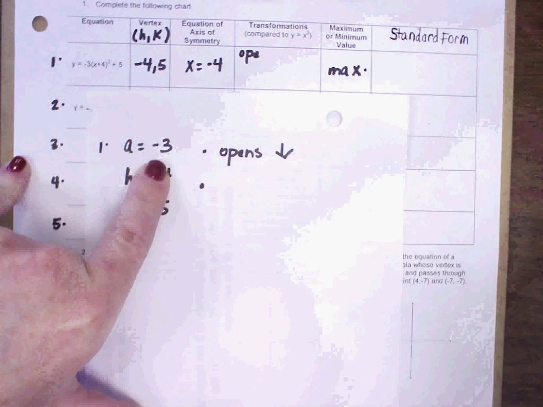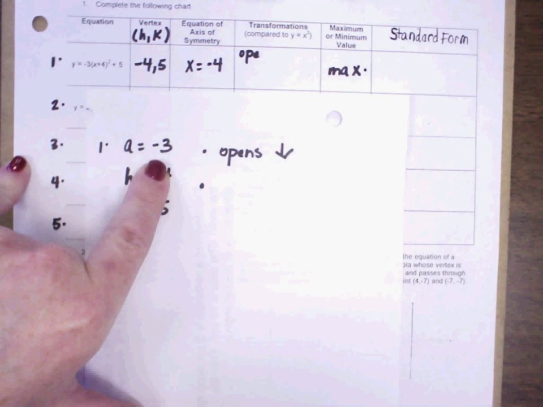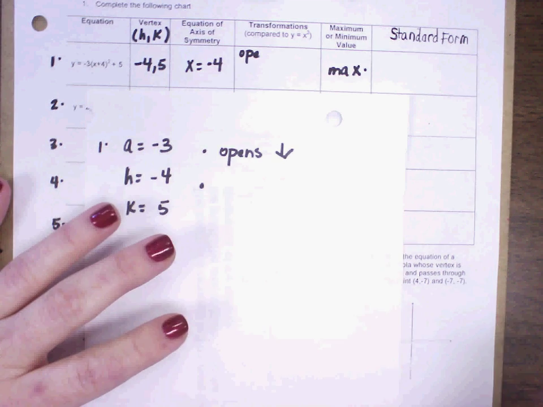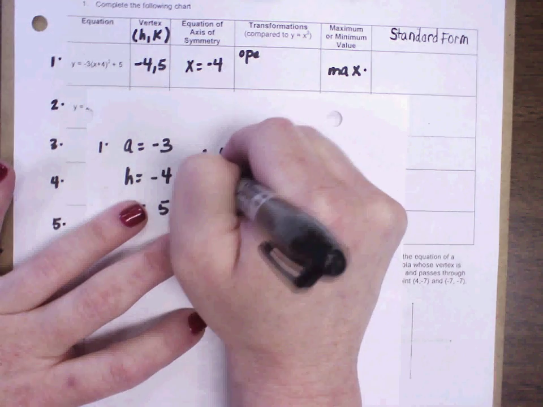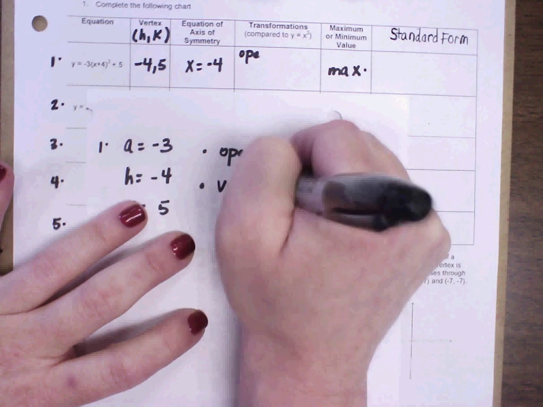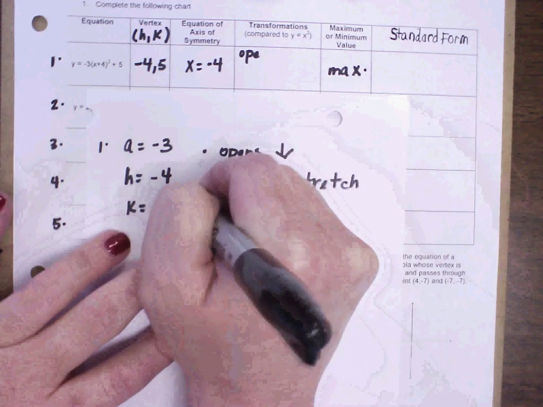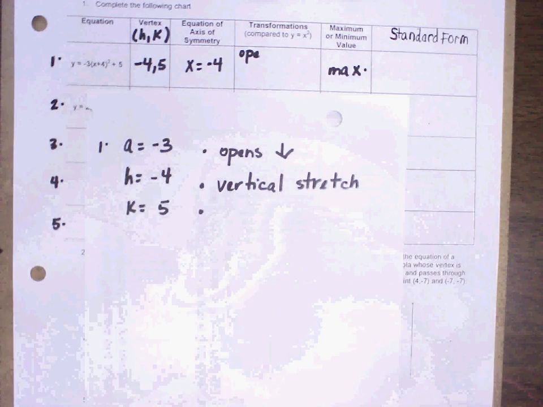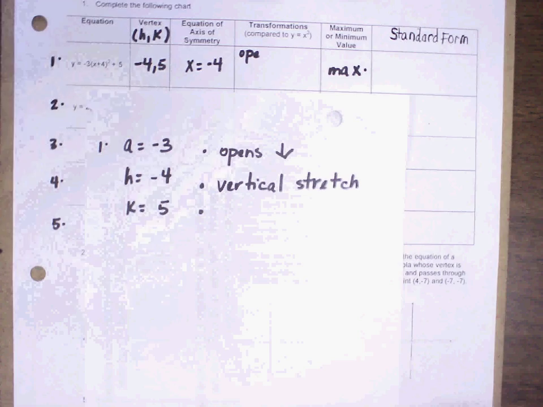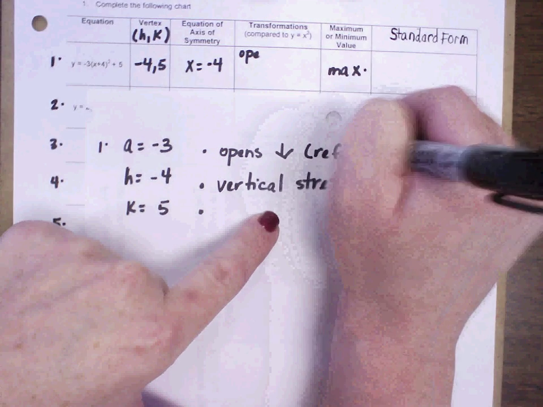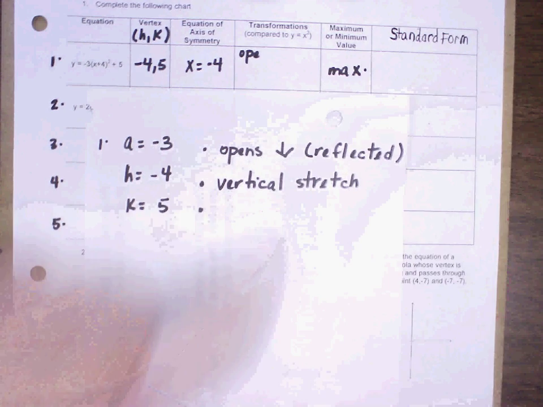Look at your cheat sheets and tell me. Some of the notes that we took. It's a vertical what? It's a vertical stretch because it's bigger than 1. Good job. Vertical stretch. All right. The A always tells me 2 things: if it opens up or if it opens down. That means there's a reflection over here, right? It's reflected over the x-axis.